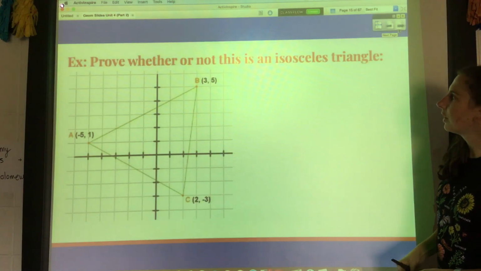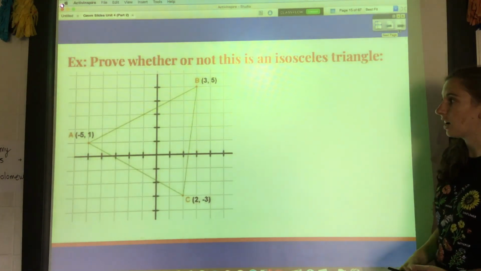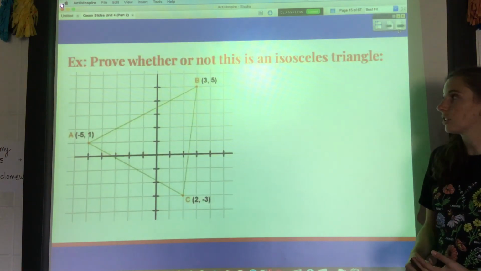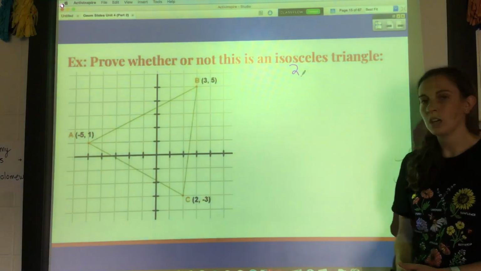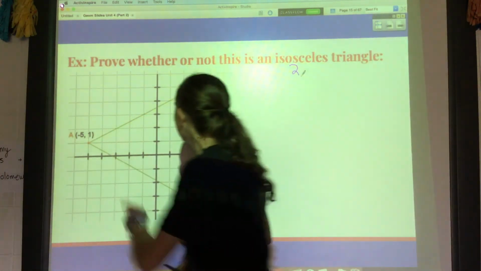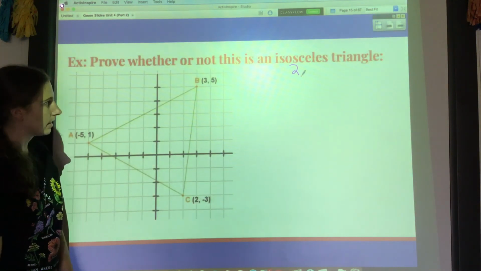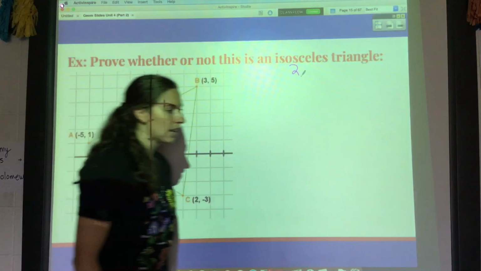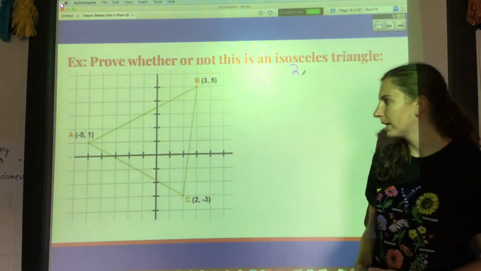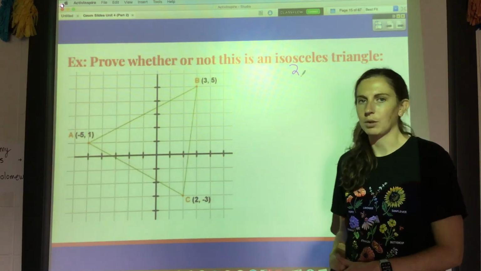All right, if I want to prove whether or not this is an isosceles triangle, it's going to have 2 congruent sides. So I'm going to need to find the lengths of the sides. One way I could do this is get out a ruler or a tape measure and literally measure the sides, but I don't actually have to do that because I can just do some calculations and use the grid to help me out, and I won't have to measure it.